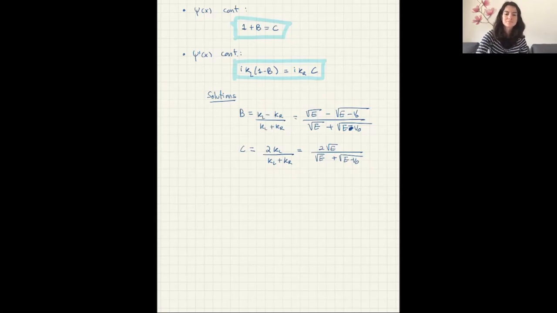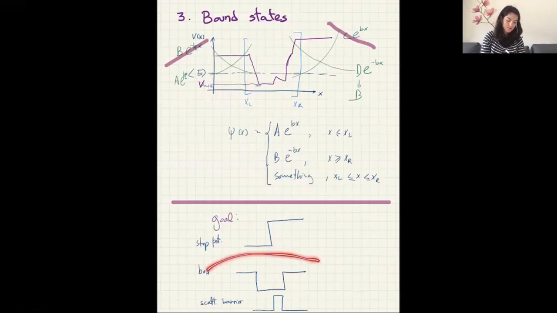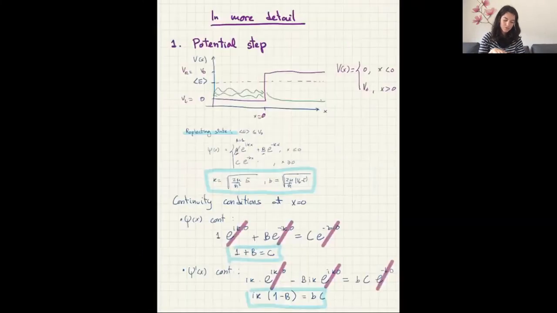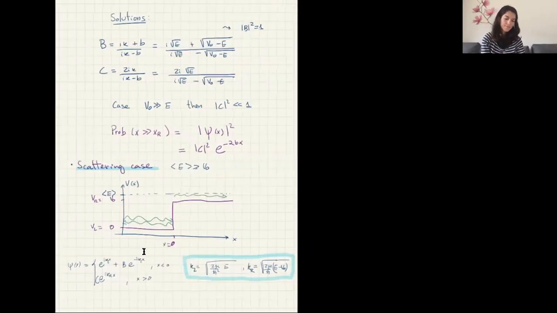So in the tutorial, you will look at this case of the box, and we will look at the case of the opposite of the scattering barrier, the scattering square barrier, and then we'll look into a bit more detail into these relationships between A, B, and C. But for now, we already saw how to glue them together when we know what's happening in the interaction zone. Okay.